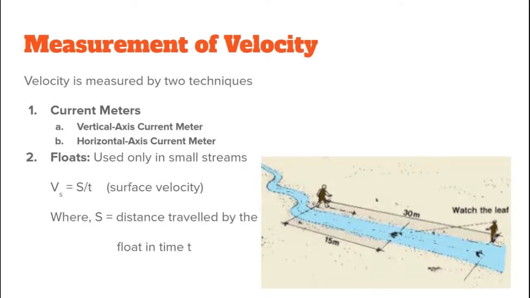Measurement of velocity. Velocity is measured by two techniques. Current meters are used to measure the point velocity, and floats for measuring the surface velocity of a small stream. Surface velocity is given by distance traveled by the float divided by time taken.